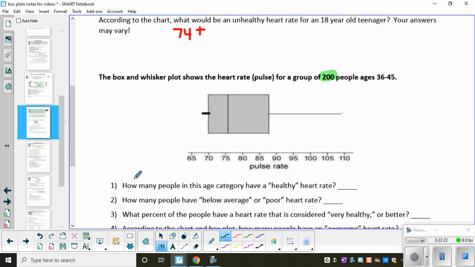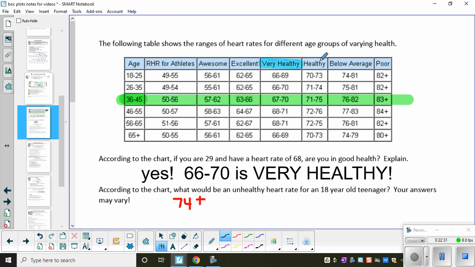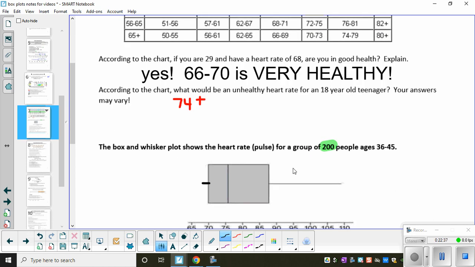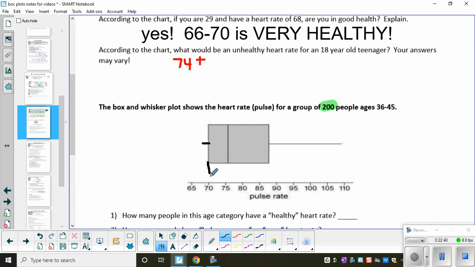The first question we have here is how many people in this age category have a healthy heart rate? Now in this category up top, healthy was right here. Healthy is having a heart rate between 71 and 75. So when I come to my box plot, I care about this right here, the 71 to the 75. And it's a little bit off the way I just drew my lines, but I think if you look in your packet, you'll see that that's the 71 to 75. So this is 25% of the data. Okay. And we already just said that 25% of 200 people is 50 people. So 50 people in this data set have a healthy heart rate.